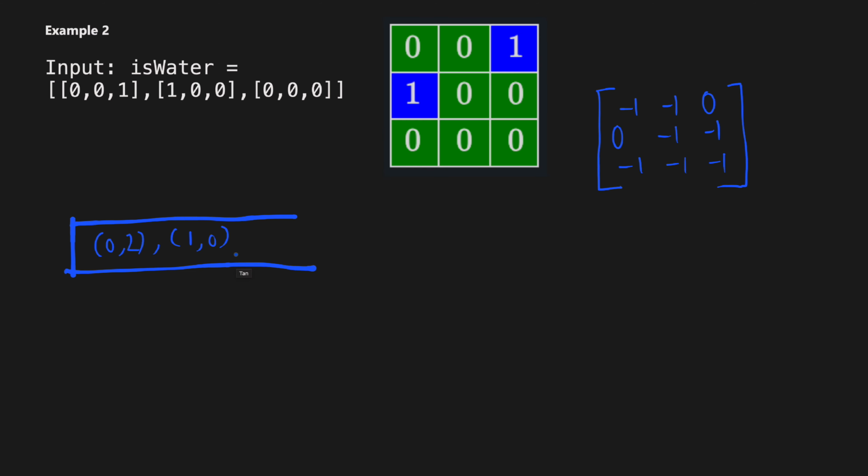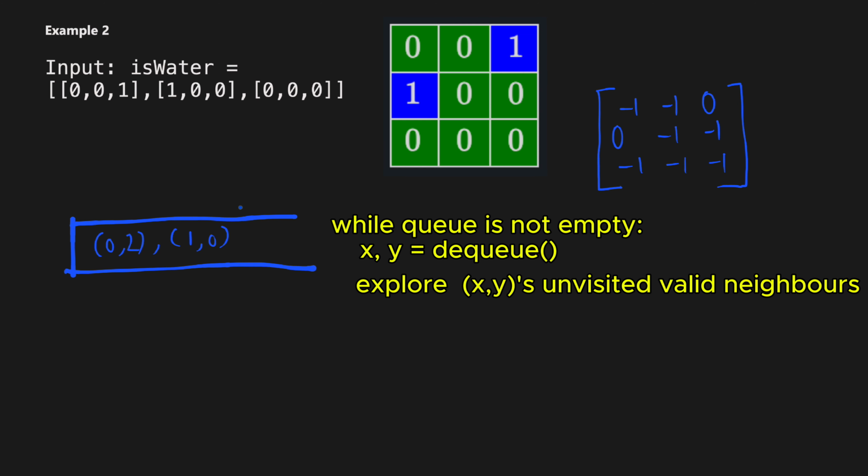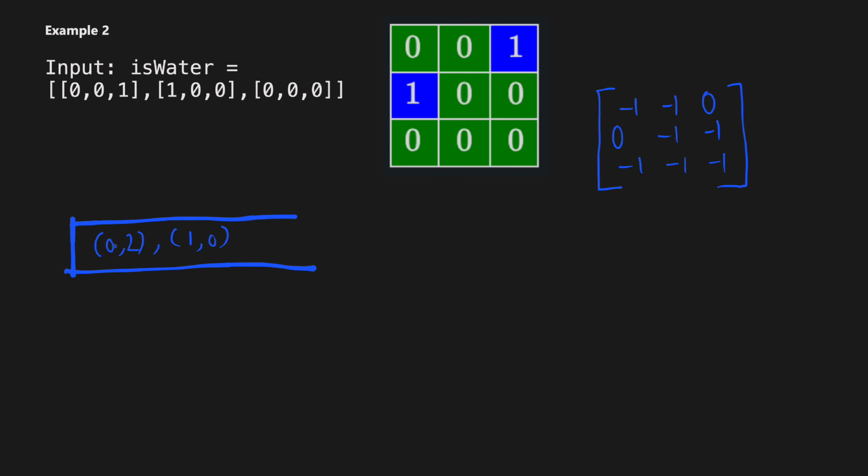And now we can start the BFS where we will dequeue a cell, explore its unvisited valid neighbors and update the height of these neighbors and add them to the queue and continue this process until the queue is empty. For this example, we will dequeue the cell 0, 2 and now we need to explore its neighbors.